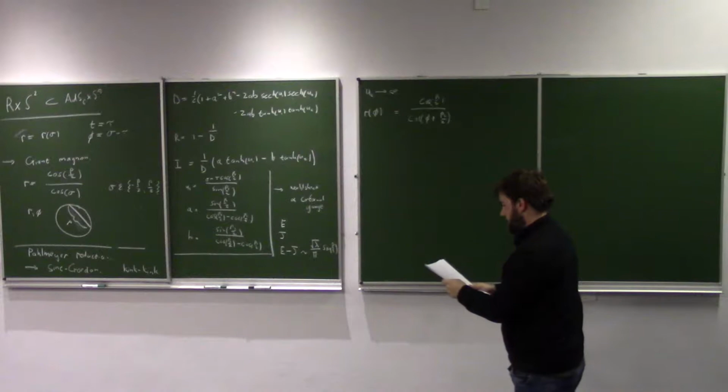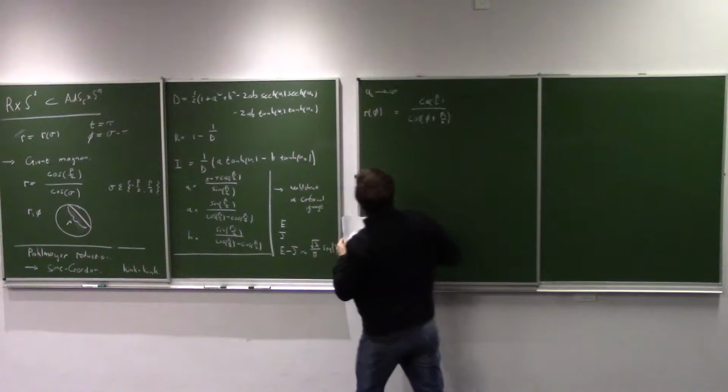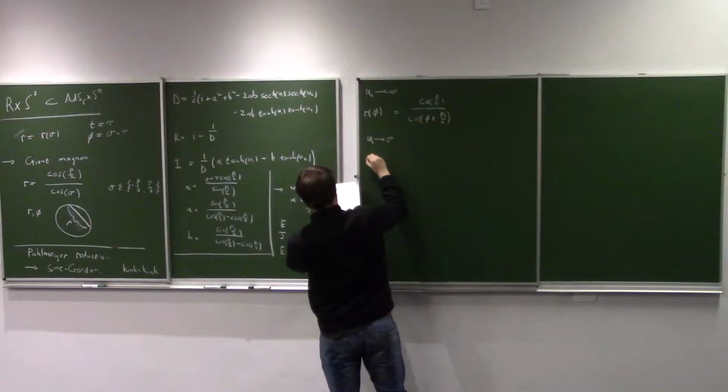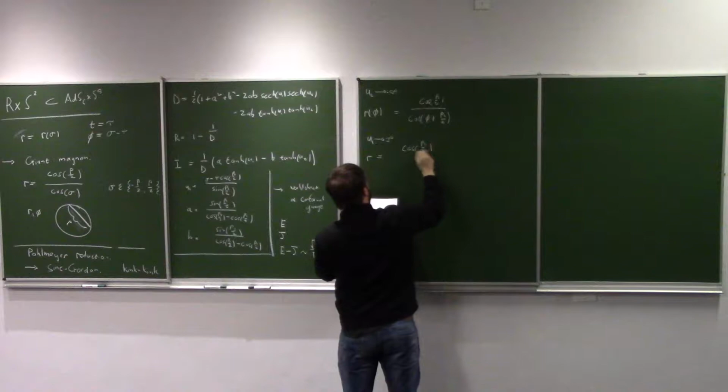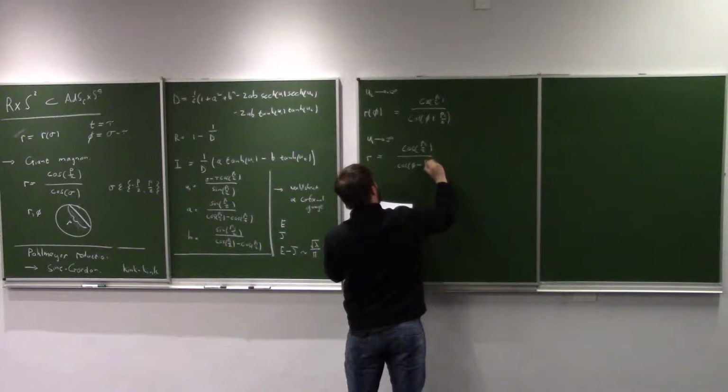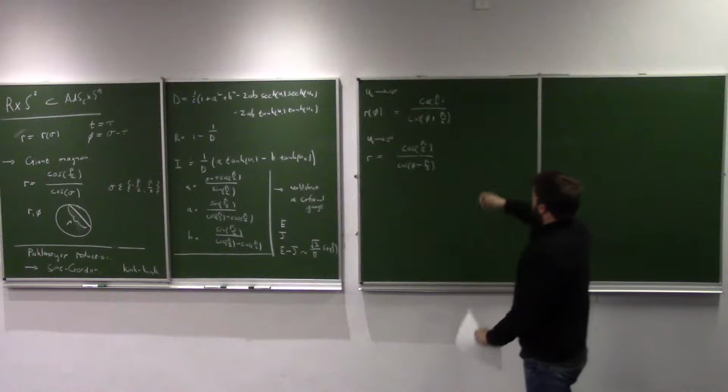Right. And this is for the U2 goes to minus infinity. Right? When U1 goes to infinity limit, I eventually find r is given by cosine of p2 over 2 over cosine of phi minus p1 over 2. Now let's just figure out what's the range of phi in this case.